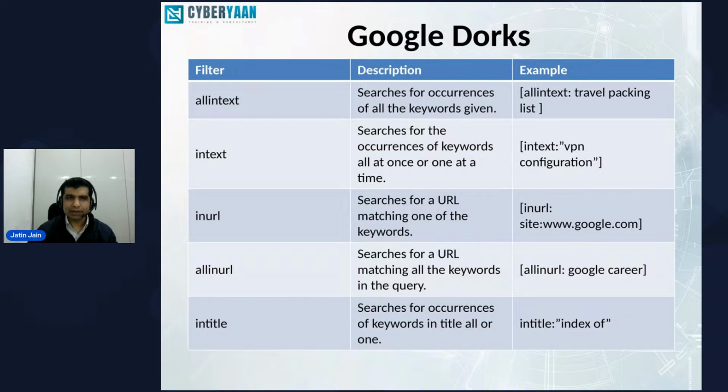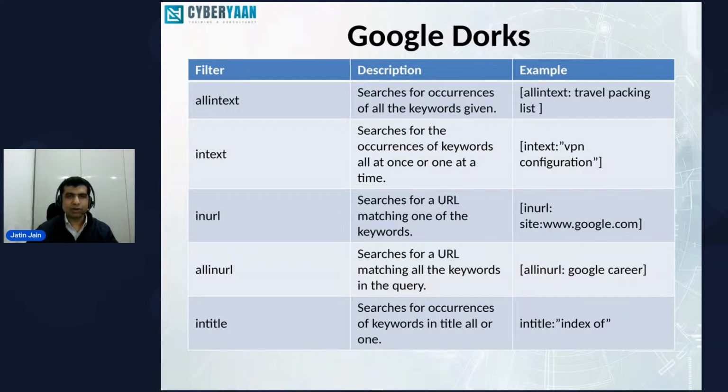Then, for example, I want the results to contain, say, networking, but that networking should be in the title of the page. When I press enter, see, only two results are there which contain networking in the title of the page. So using this Google dork, we can refine our search, and we can have more information about our target.